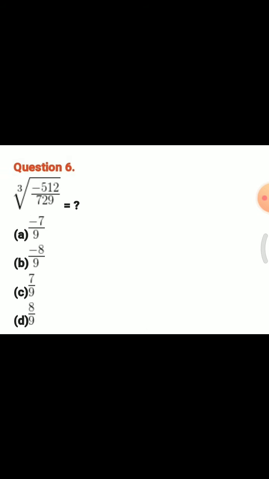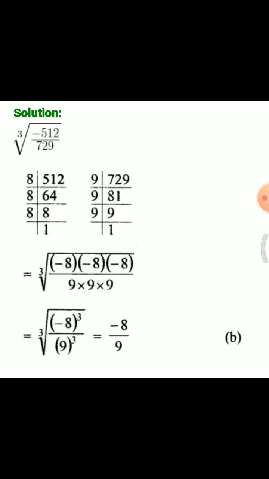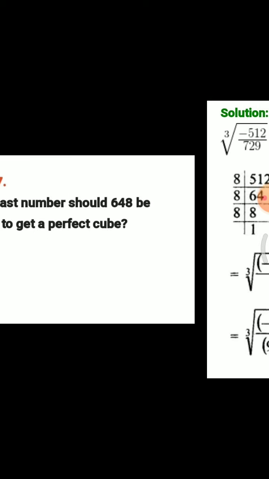Next is minus 512 by 729. Which option is correct? Options are given here. You find which is right. So minus 512 by 729. You find the prime factors: the cube root of 512 is 8 and the cube root of 729 is 9. So minus 8 by 9 means option B is the correct option.